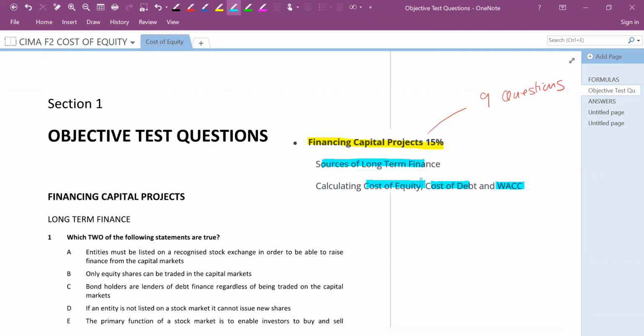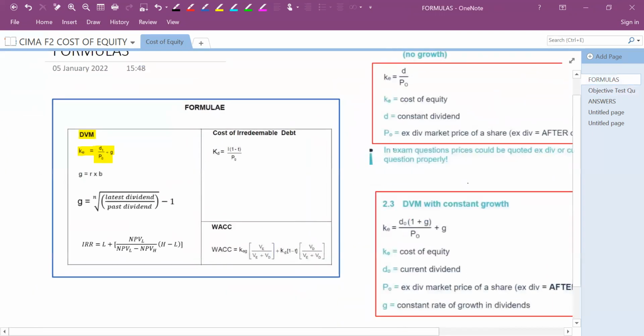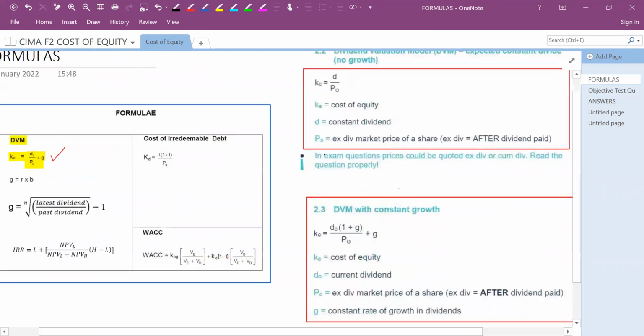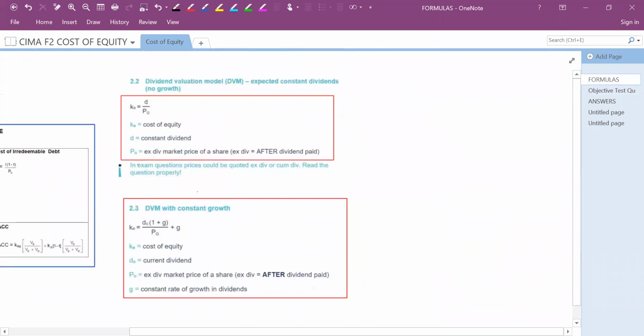Now, this area of the syllabus, financing capital projects, is an area where formulas are provided for you in the exam. So if you look inside the formulae box there on the left-hand side in the blue box, there is a formula called the DVM, or the dividend valuation model. And this enables us to work out KE, or the cost of equity. Now, before we try and apply that to exam standard questions, I just wanted to look at a couple of things from a technical standpoint.